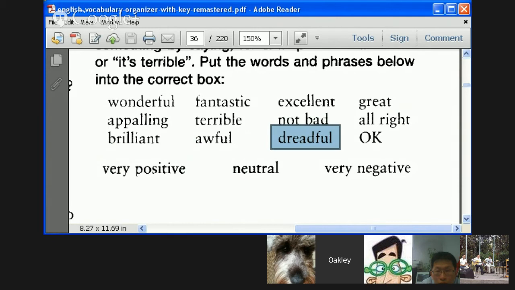Vienna, dreadful. Dreadful. Very negative. Negative, bad, and maybe with a slight element of meaning a little bit scary. So it's a dreadful movie. Okay, it seems bad, but sometimes we can use it to actually mean scary, frightening. Hey, Bear. Okay.